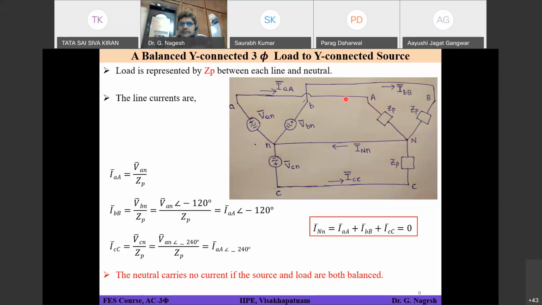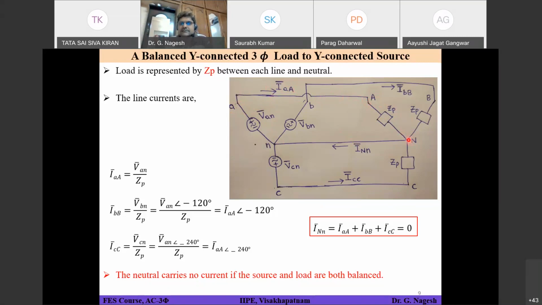Okay, so line current is represented by I small a capital A, as shown here. So this is called line current. Current flowing from small a to capital A, that is called line current. Current flowing from capital A at the load to neutral, that is called phase current in the load.